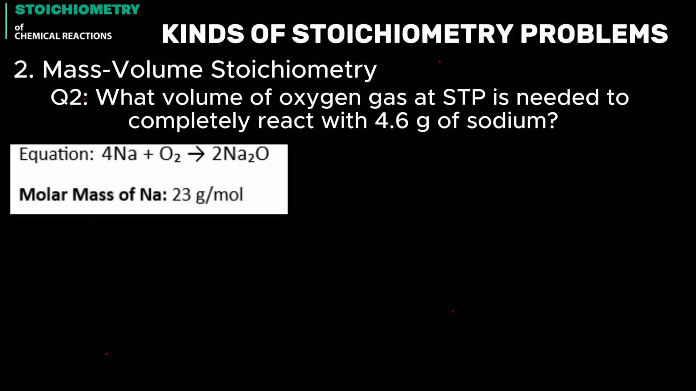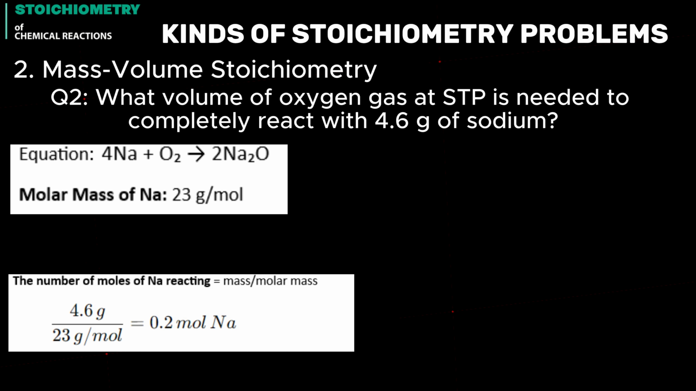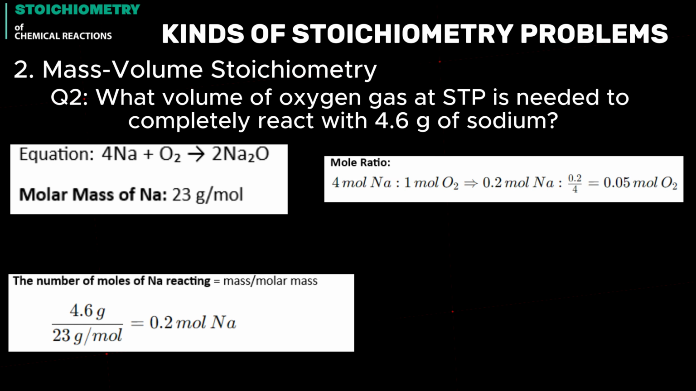Then the molar mass of sodium is 23. The number of moles of sodium reacting, the same formula, mass all over molar mass. So 4.6 grams of sodium divided by 23 grams per mole, the molar mass of sodium, we have 0.2 mole of sodium. The mole ratio, 4 moles of sodium reacting with 1 mole of oxygen, means 0.2 moles of sodium will react with 0.05 moles of oxygen.